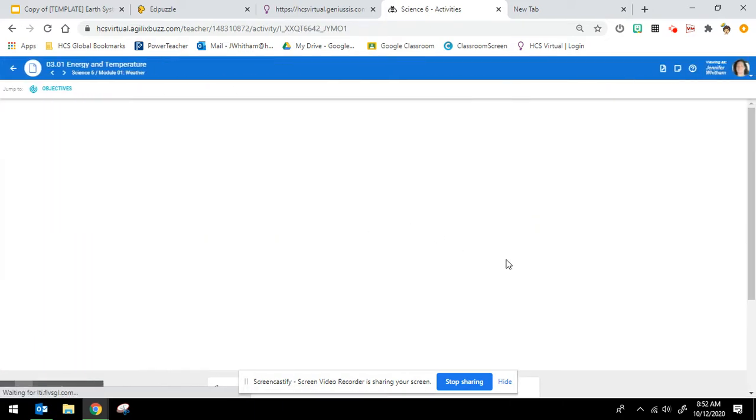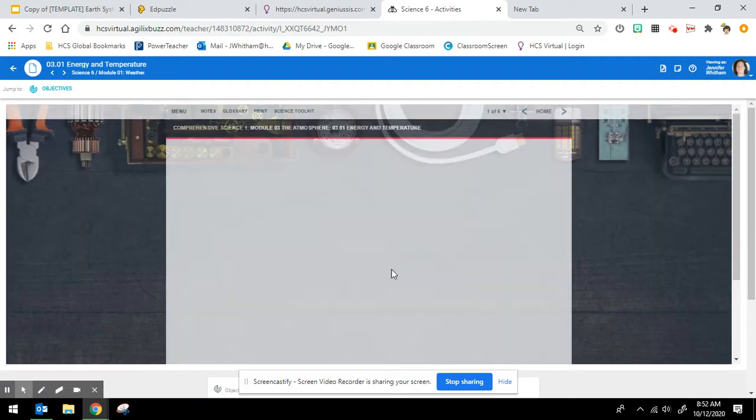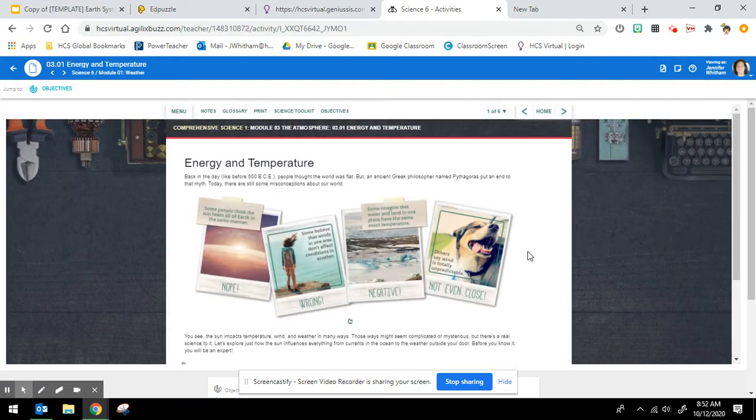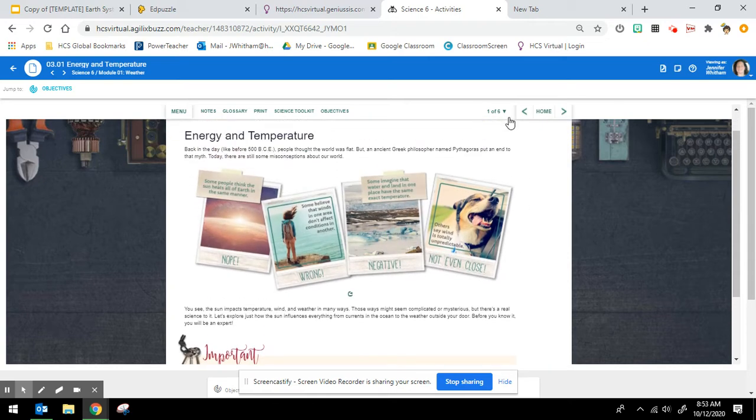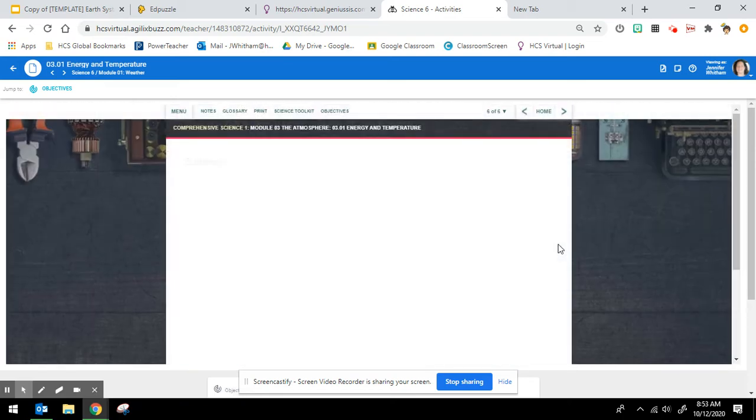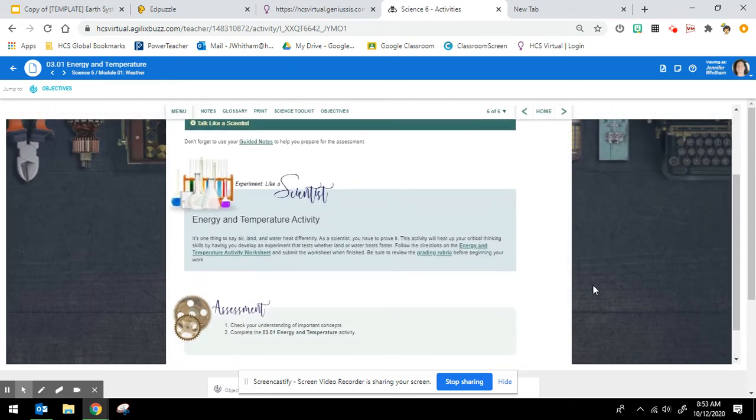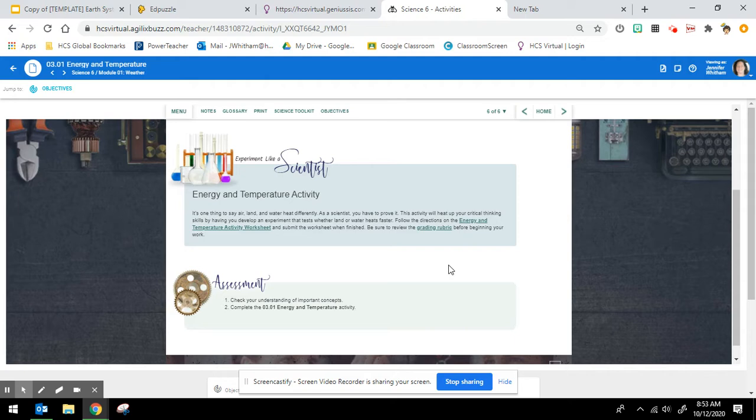3.01 was about energy and temperature. If you went through all of the modules, you would see that it talks about energy and temperature. I'm going to fast forward through the last slide. Slide 6 gives you your assignment. It says energy and temperature activity.